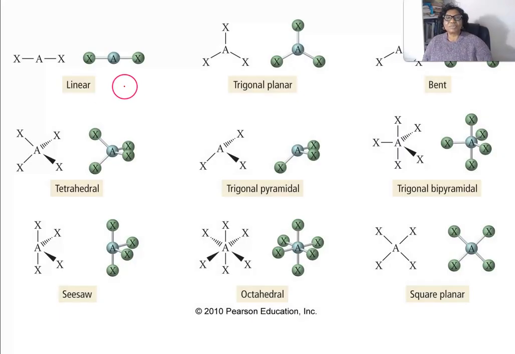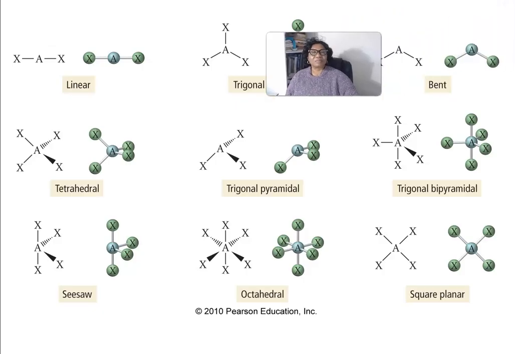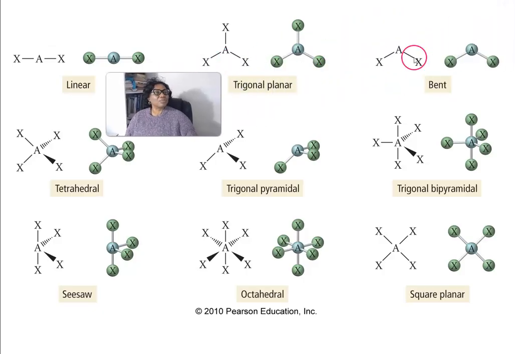Okay. So let's assume that this is a linear molecule. A, B, C are on the plane of the paper. Linear. Trigonal planar too. These three X and A, the central atom, are all on the plane of the paper. So these two X are also on the plane of the paper. This is bent.